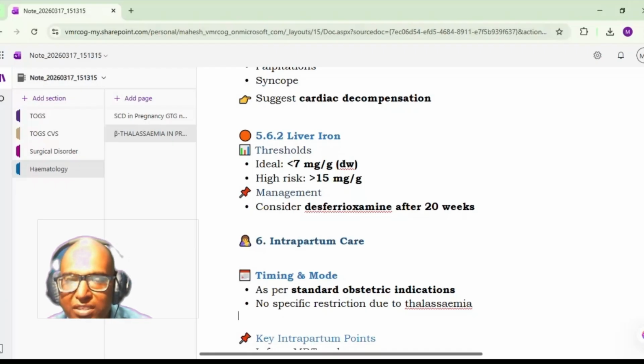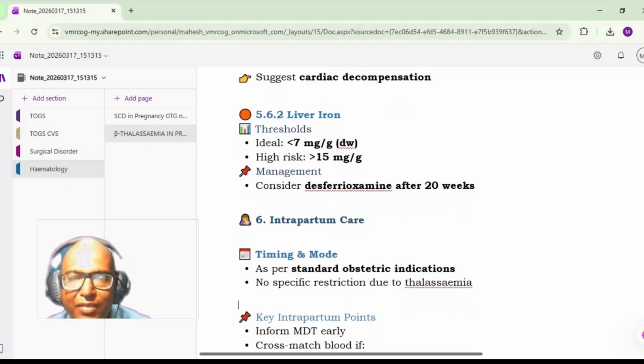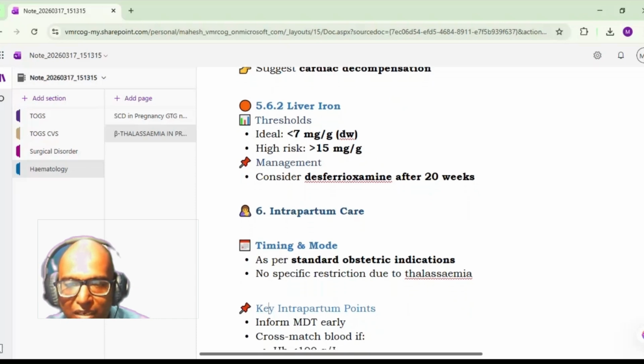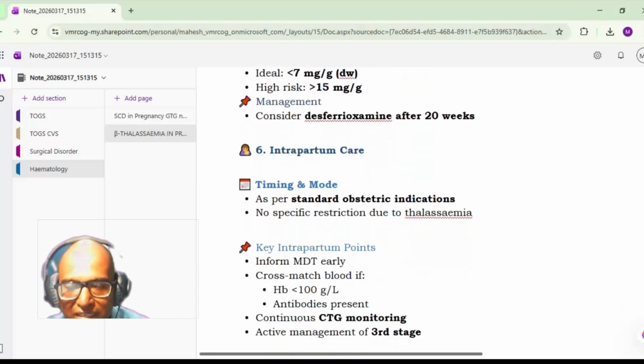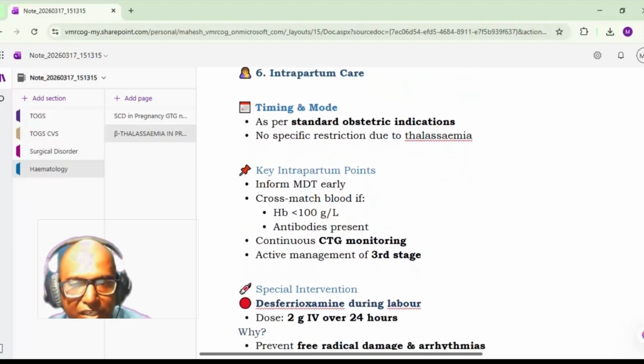Now, what is the care which is given in the intrapartum care? Timing and mode of delivery. As per the standard obstetric indications, there is no specific restriction due to thalassemia. Okay, so vaginal delivery is permitted for these particular patients. There is no indication for cesarean section. So intrapartum, it is again a multidisciplinary team management. Cross-match blood if the hemoglobin is less than 10 gram per deciliter and antibodies are present. Continue with CTG monitoring. So it is a continuous CTG monitoring which is required.